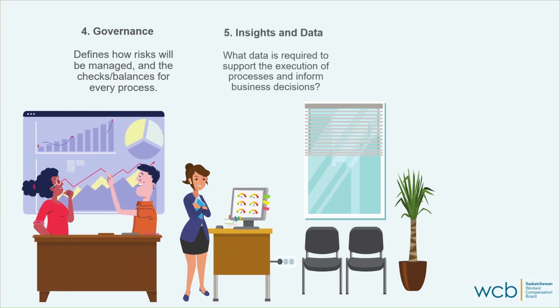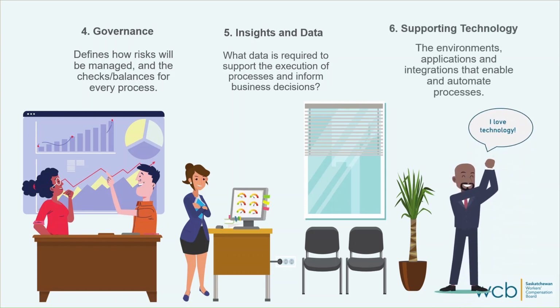The fifth is related to the data and analytics required by the organization to support the execution of processes and to inform business decisions. What information is required to help us understand when our processes aren't performing optimally so we can make the appropriate adjustments? Finally, supporting technology. This includes the technology and tools used to support the process, execute activities, and generate reports.